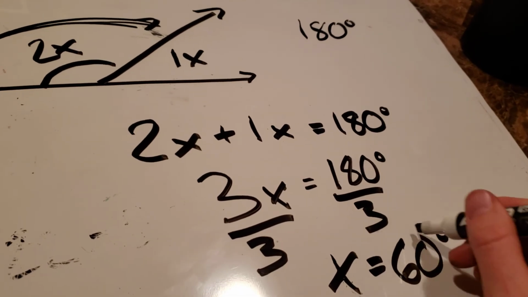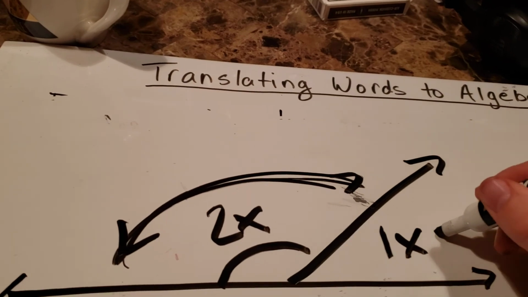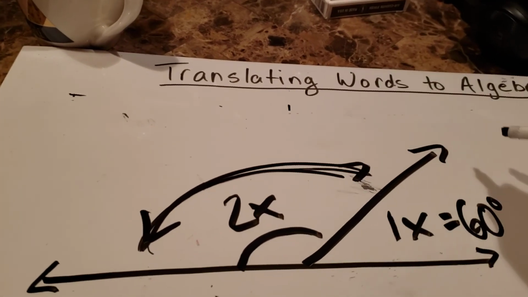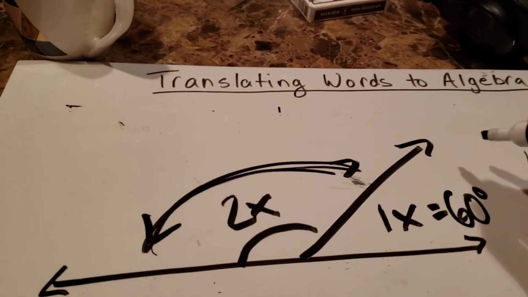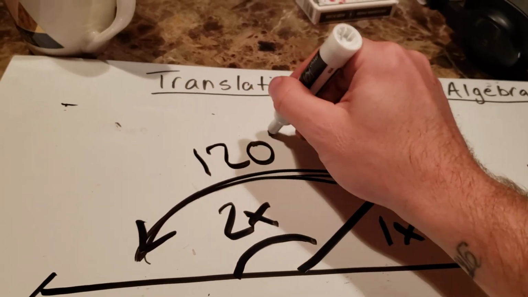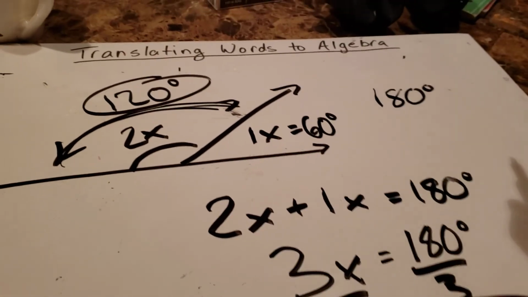Now we're not done yet. So x equals 60. So that means that this small angle, 1x, is just x, 60 degrees. But we wanted to solve for the larger angle. So 2 times x would give us 120 degrees. So solving for the larger angle, we get 120 degrees.